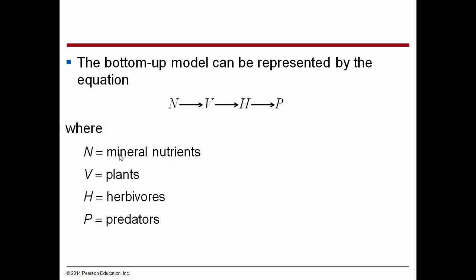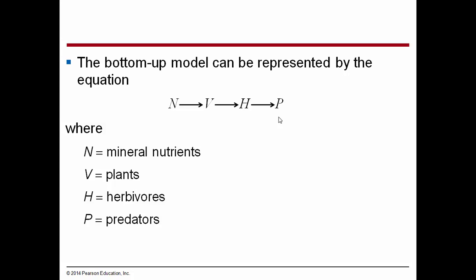Where those nutrients are found, it predicts what kind of plants you're going to find. Whatever kind of plants you're going to find is going to predict what type of herbivores you're going to find, and what type of herbivores are there is going to predict what kind of predators that you find in that area. So the bottom-up model looks like this: N to V to H to P, and the top-down model basically looks the opposite of that. We'll cover that shortly here.